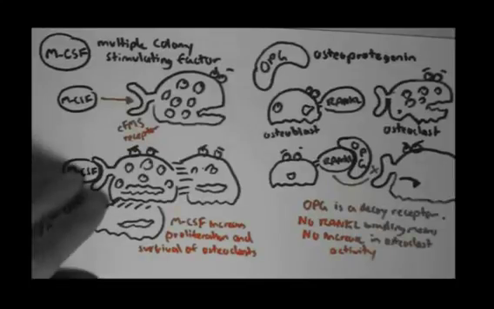So this concludes section 2. Section 3, part 3, will look into the hormones, vitamin D, calcitonin, and parathyroid hormone, and how they regulate bone homeostasis.